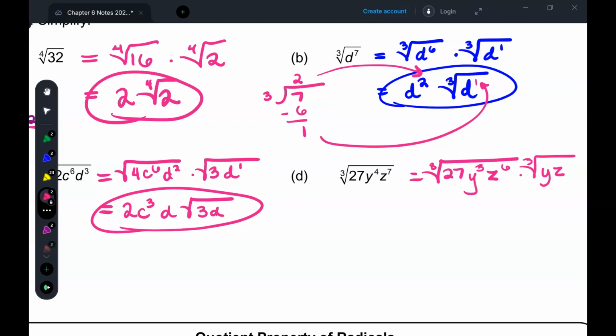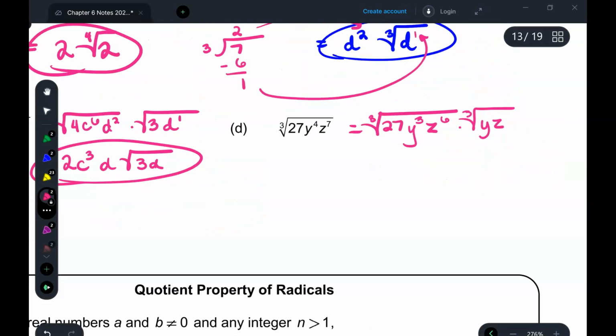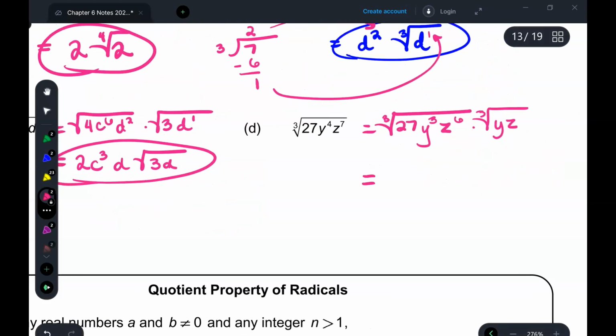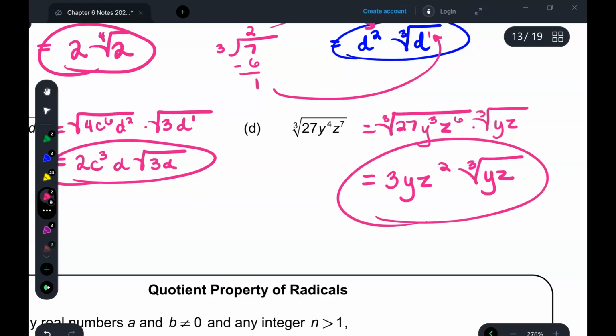You kind of see, you're trying to just basically look at what's going to go in evenly, what are we left over with, and then simplify the first one. What's the first one going to end up giving us? So cube root of 27, 3, good, with a cube root of yz left over. I know these can be a bit tedious, but if you just follow those steps, it'll be fine.